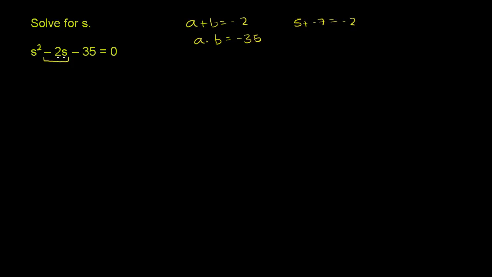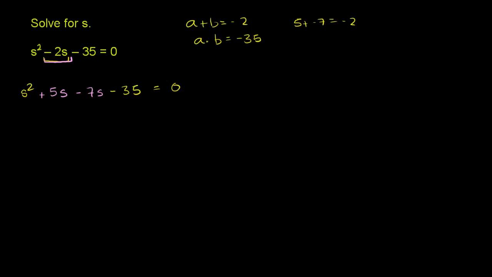So to factor by grouping, you split this middle term. Let me write it this way. We have s squared, and then this middle term right here, I can write it as plus 5s minus 7s. And then we have the minus 35. And of course, all of that is equal to 0.